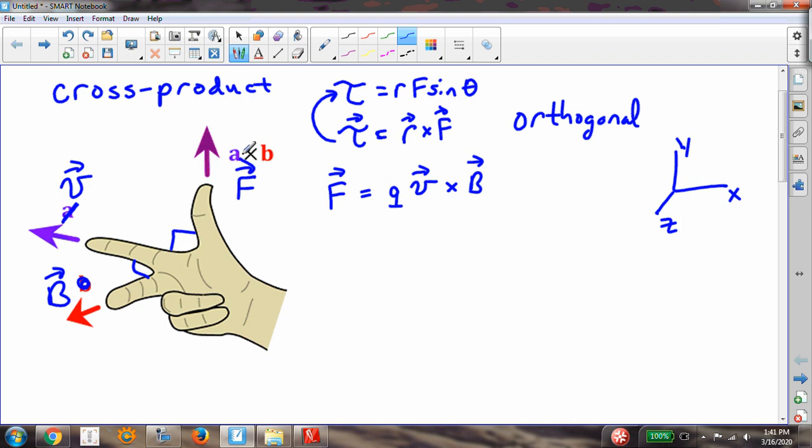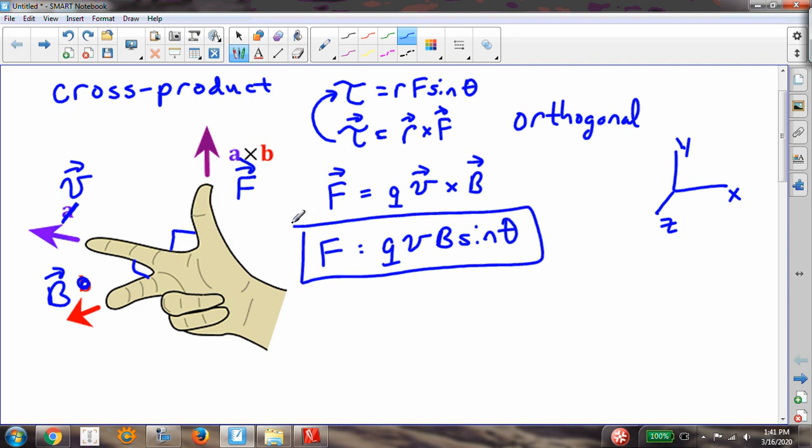So let's do an example. By the way, when you're calculating the force, we don't do cross products in this class, we just find their directions. You're going to be doing QVB sine theta. That expression is equal to the magnitude of our cross product QV cross B. So this is what I gave you in the notes, and that's what you'll be using. So let's do an example. We'll do a simple one.